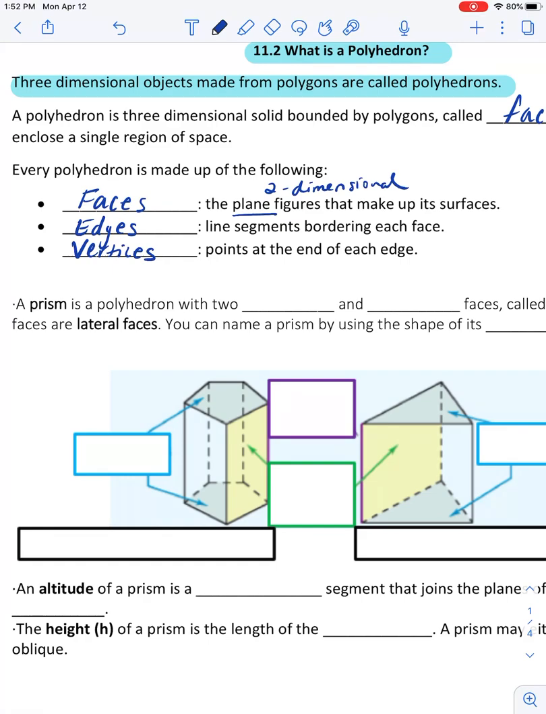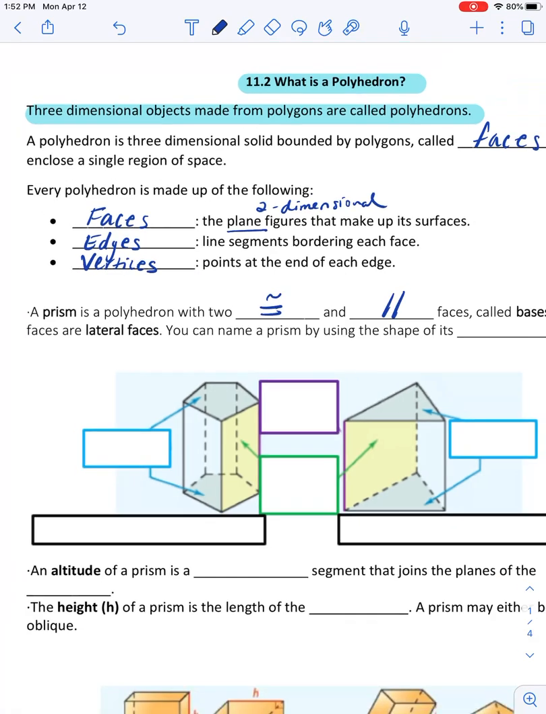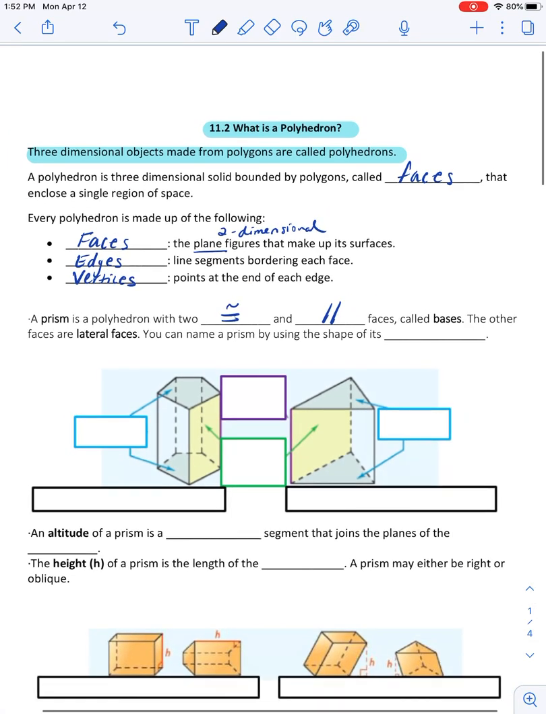Now, a prism is a polyhedron with two congruent and parallel faces, and those faces are called bases. That's really important: they are congruent and they are parallel. The other faces are called lateral faces, and all of the lateral faces are rectangles.